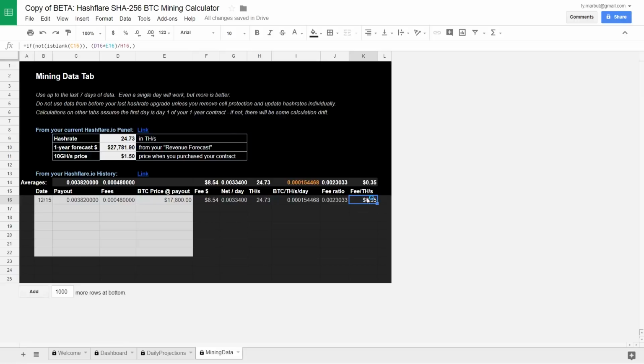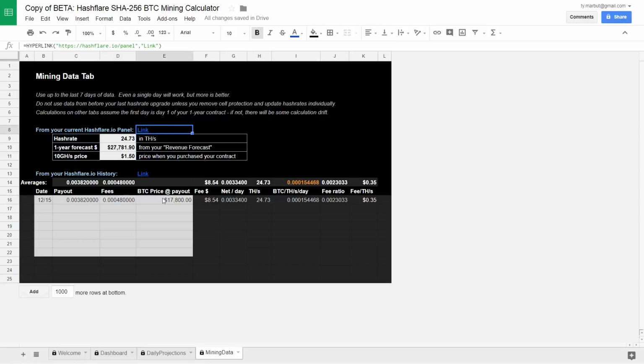But right now, all over their website, they list 35 cents per terahash per day. Okay, so let's say we fill in our stuff, and I've just filled in here the date that I got to pay out, the amount of the payout, and the fees. And this is all, by the way, from your Hashflare.io panel, in the history. So you can go in there on the panel into the history and take a look, and you can also just click on these links to go there if that's handy for you, panel/history.